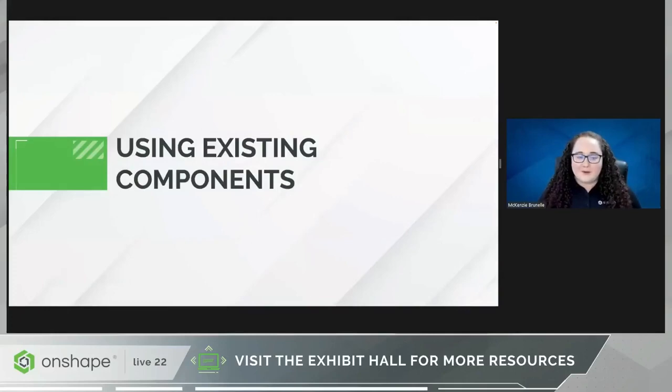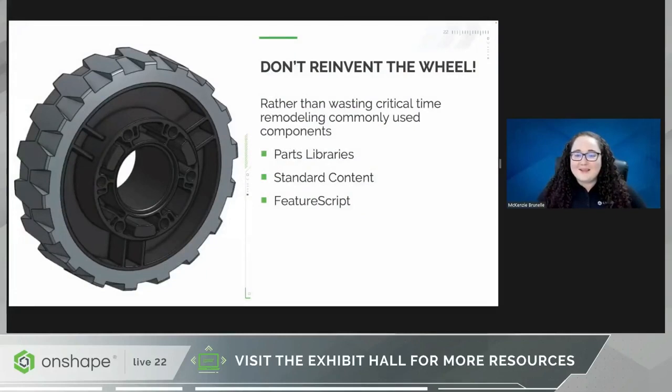So now we're going to talk about using existing components. The big thing I'll say here is do not reinvent the wheel. So if you look at a wheel like this one, it's something that I'm going to buy from a vendor and add on to my robot or whatever it may be that I'm making. There's no reason for me to go and remodel that.